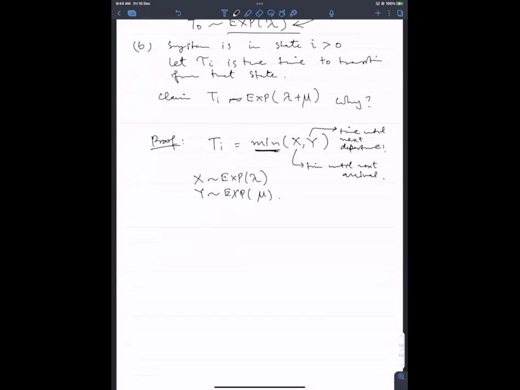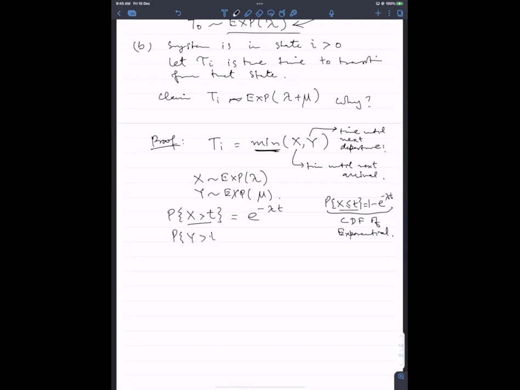I am going to ask you this question. What is the probability that x is greater than t? This is the complementary CDF of an exponential random variable. This is e to the minus lambda t. Remember, probability x less than or equal to t, aapke paas hota tha 1 minus e to the minus lambda t. Ye CDF tha, CDF of exponential. So ye x less than or equal to tha, so greater than ke liye obviously ye e to the minus lambda t. Similarly, probability y is greater than t is equal to e to the minus mu t. So in an exponential random variable, probability x is greater than something is e to the minus the rate times t.